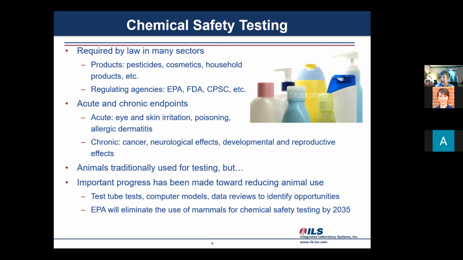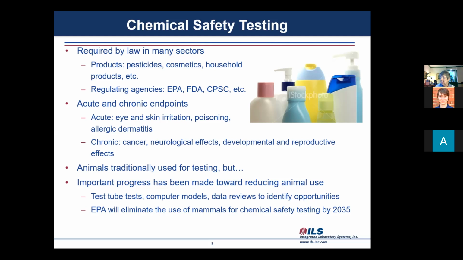And this testing has traditionally been done using animals, unfortunately, but we have made really important progress recently towards reducing animal use in this area. And the way this is done is we have developed test tube tests to replace some or all of the animal tests. We have made computer models to predict when chemicals might be toxic. And we do data reviews to identify opportunities where testing that has traditionally been done might not be needed.